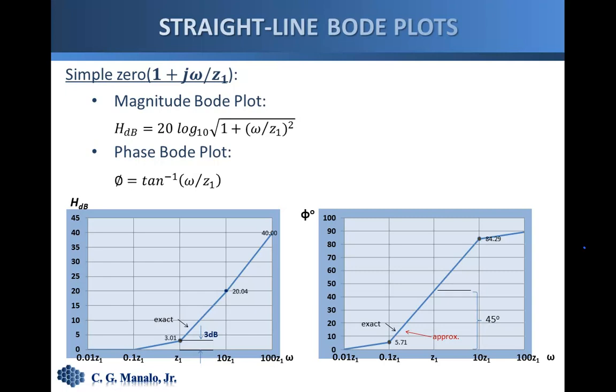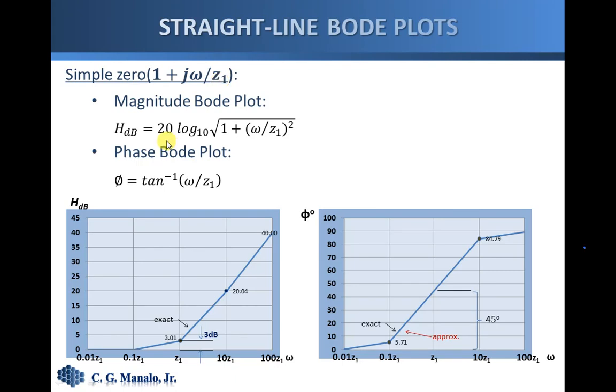Now in this video, we will be plotting the simple zero, simple pole, quadratic zero, and the quadratic pole. For the simple zero, this is something that you can see on the transfer function that looks like a 1 plus j omega over z1. So after converting the transfer function into a standard form, you see something like that. So that is a simple zero.